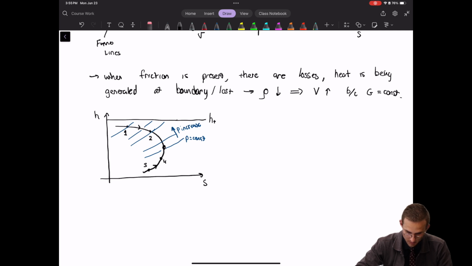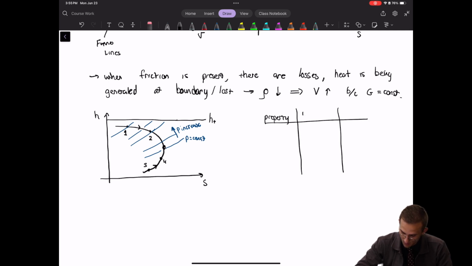So let's actually go through a table and talk about what's happening on the different branches, right? We're going to look at various properties, and we're going to fill in whether they're going up or down on the upper or lower branch. So the upper is the 1 to 2, and the lower is represented by 3 to 4 on the diagram. We want to look at how the enthalpy is changing, the density, the velocity of the flow, pressure, and the total pressure.